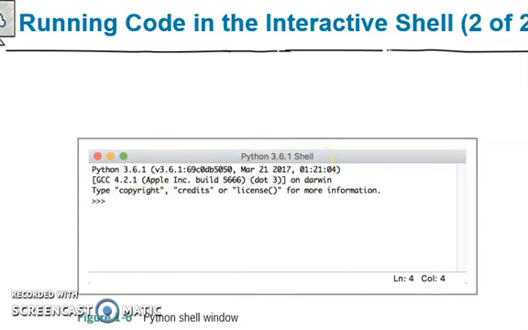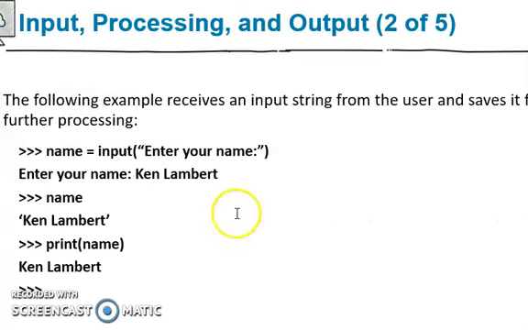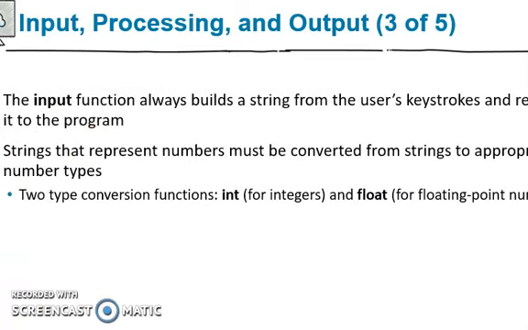Now every program will have input, processing, and output. This statement, print, and whatever the expression is. For example, I'll say print, hi there. That's an output statement. Input statement, enter your name. The input statement always builds a string from the user's keystrokes and returns it to the program. There are two types of conversion functions, int for integers and float for floating point numbers.